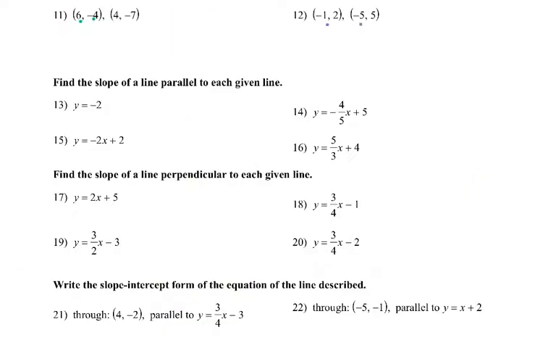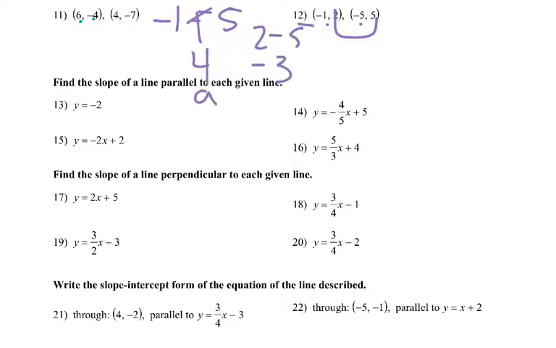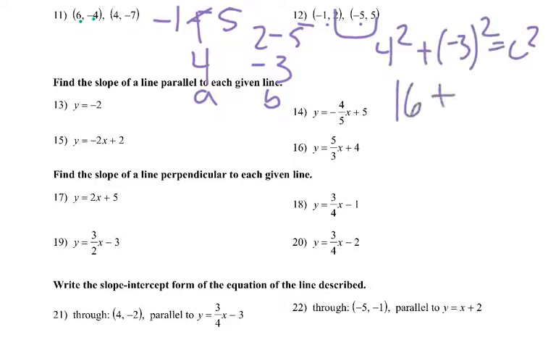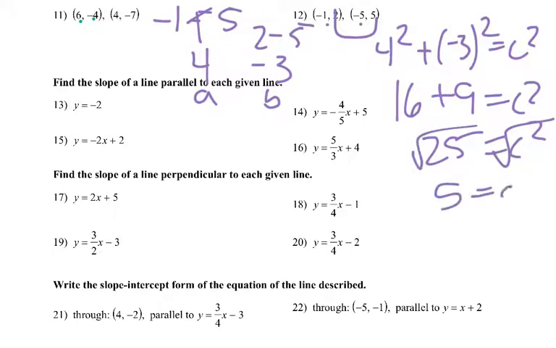I would just go negative 1 minus negative 5. That would give me a positive 4. Then I'd go 2 and 5, so 2 minus 5 gives me a negative 3. That's like my A and my B, so I'd go 4 squared plus negative 3 squared equals C squared. So I'd get 16 plus 9 equals C squared. 16 plus 9 is 25. Take the square root of that. The square root of 25 is 5, and I get my distance as 5. So that's another way that you could do it. Either way works.